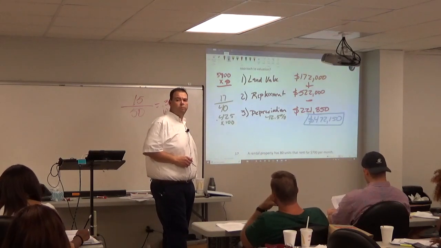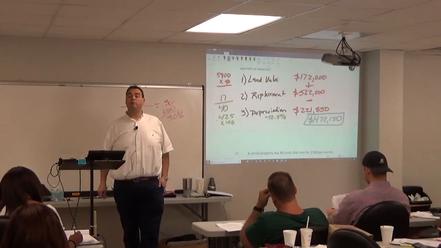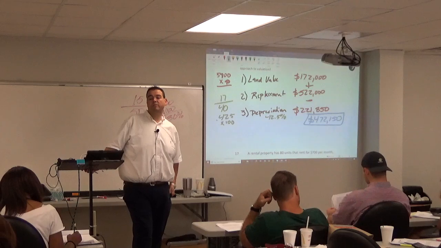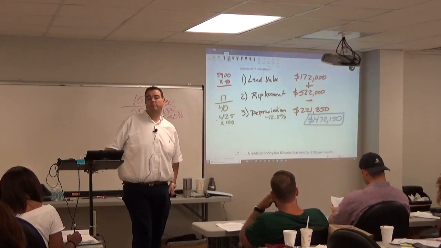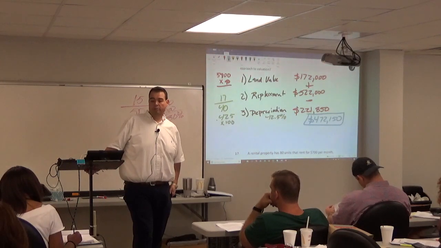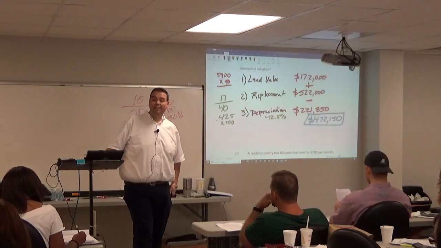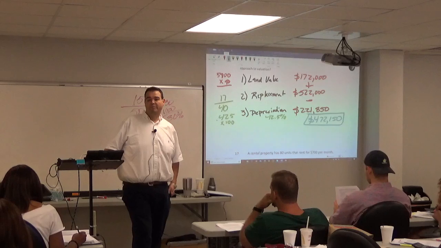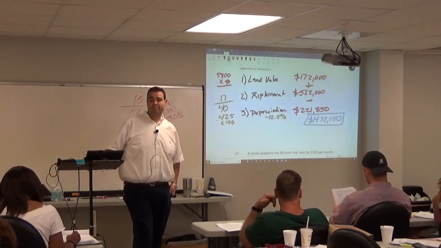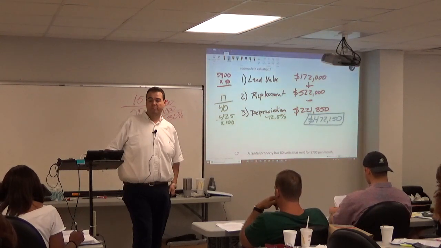Where did you get that 221? That's the depreciation. Did you calculate your depreciation percentage? That's 17 divided by 40 times 100. 42.5% of what? 522. Got it?